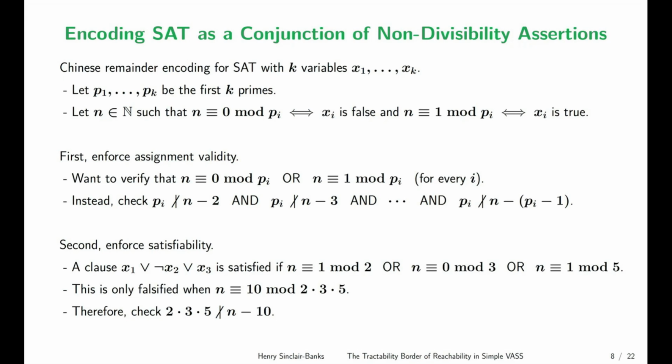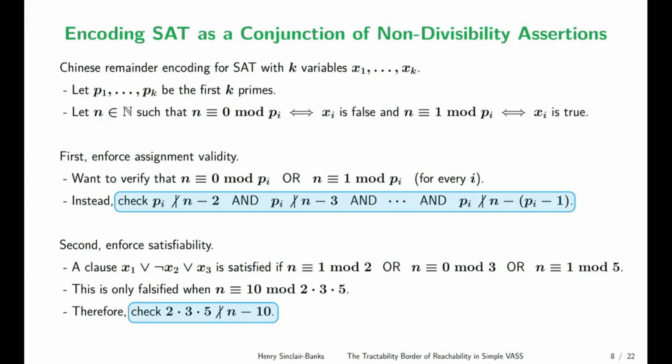Does that make sense? Now, you stare at the slide, I just have a conjunction of non-divisibility assertions. I'm always saying something does not divide a number, something does not divide a number, and they're all conjoined together. I will end up having something like number of variables squared plus number of clauses. So I get a polynomial number of queries.